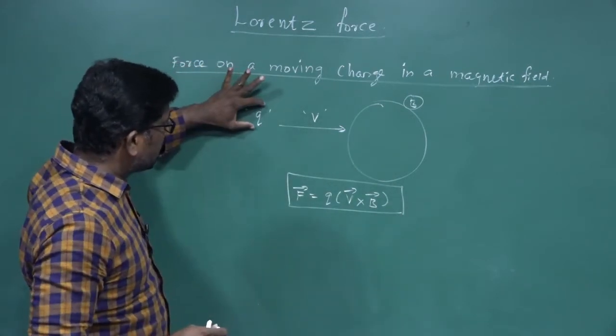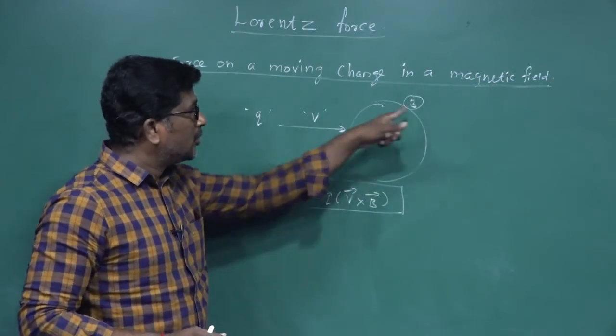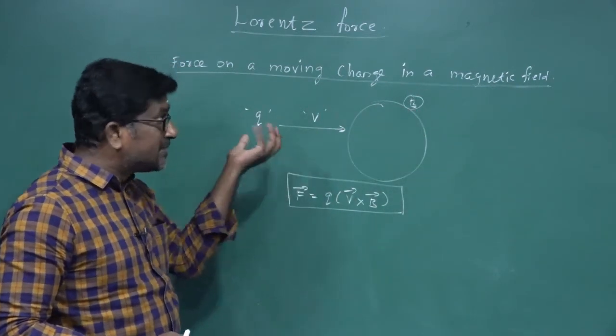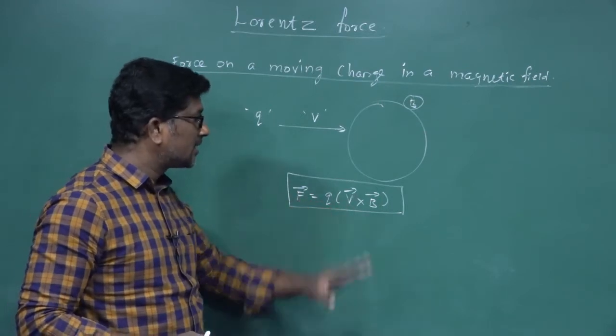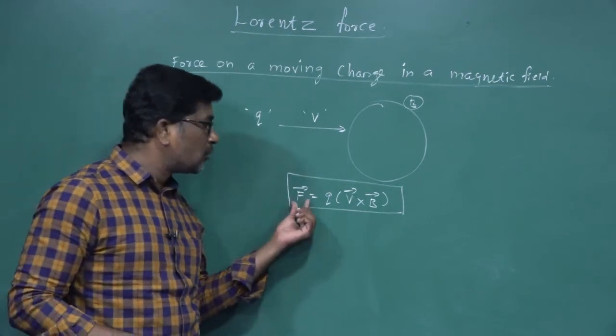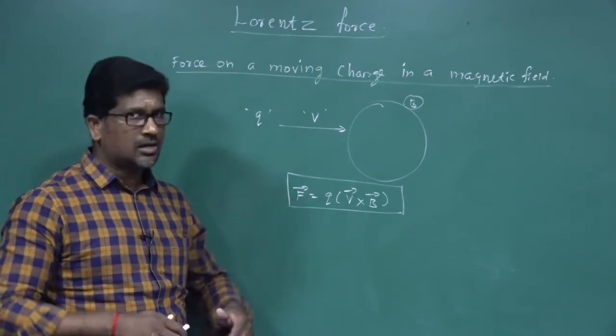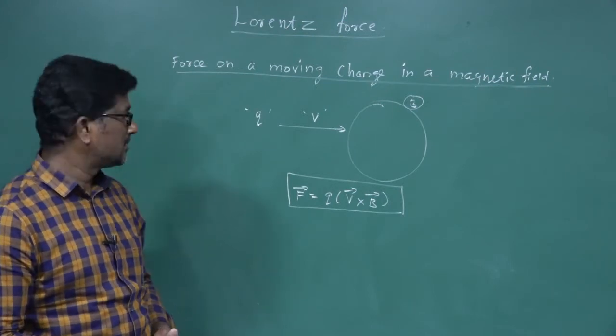So if the charged particle is moving with a velocity of v in the uniform magnetic field, due to this magnetic field, the particle experiences a force which is given by F vector is equal to q of V vector cross B vector. This force is called magnetic force, or is also called magnetic Lorentz force.